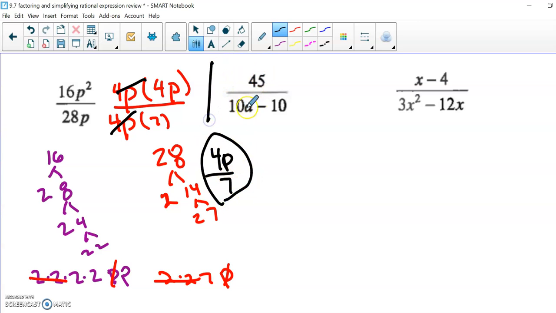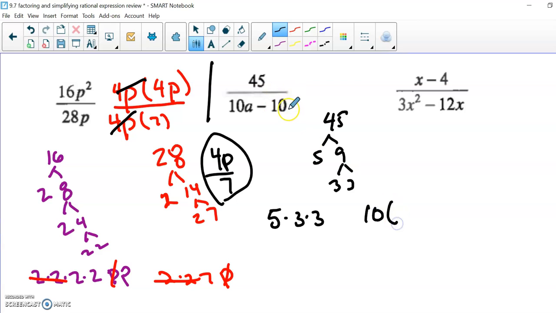Here we go again. 45 and 10a minus 10. 45 we can break down. 45 is 5 times 9, which is 3 times 3. So if you want to think of that as 5 times 3 times 3. This bottom one, it looks like we can factor a 10 out of that. So we're going to factor a 10 out. This one doesn't have an a, so we can't take any a's out. When I take 10a divided by 10, I'm left with 1a, or just a. When I take 10 divided by 10, I'm left with 1. So I'm just going to put a 1 there.